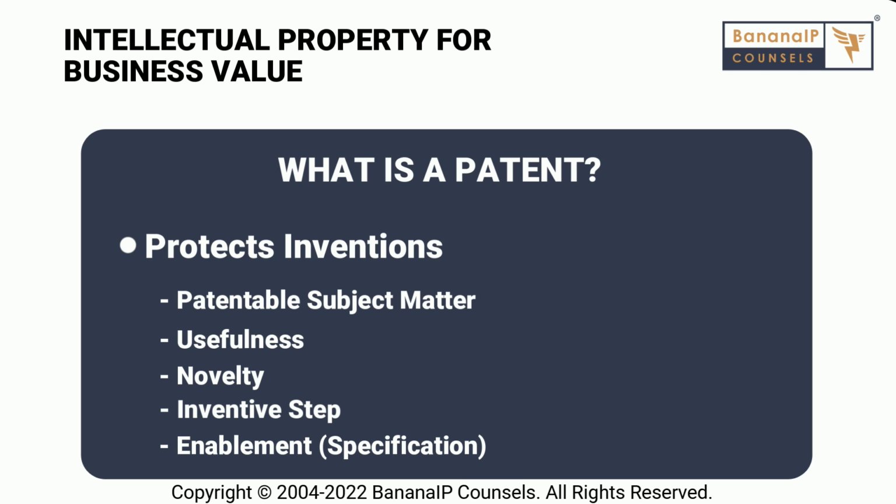In order to get a patent, an invention must be useful to at least one person. It need not be useful to the society at large. Even if one person finds it useful, that's good enough. The next requirement is novelty. An invention must be different from what is already existing in order to get a patent.